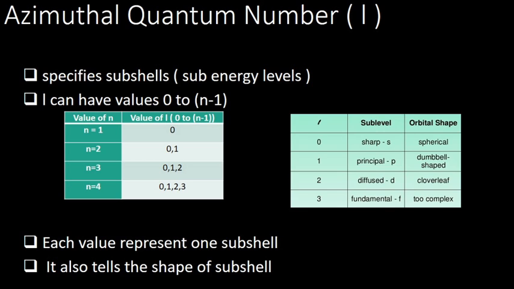Okay. Then it also tells us the shape of the subshell. The azimuthal quantum number tells the shape. We have already seen the shape. S, what is the shape? Spherical shape. P is dumbbell shape. D has 5 orbitals. Of them, 4 are clover leaf shape, and one is a dumbbell shape surrounded by a circle. And third, F is too complex. You don't have to worry about that.